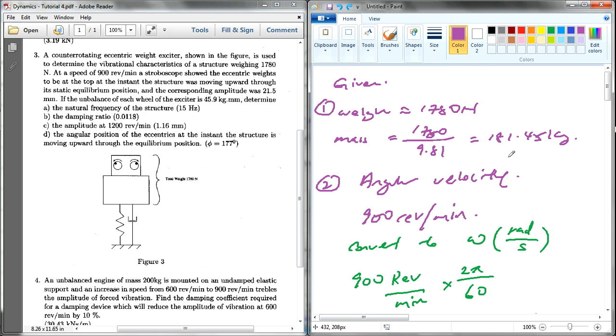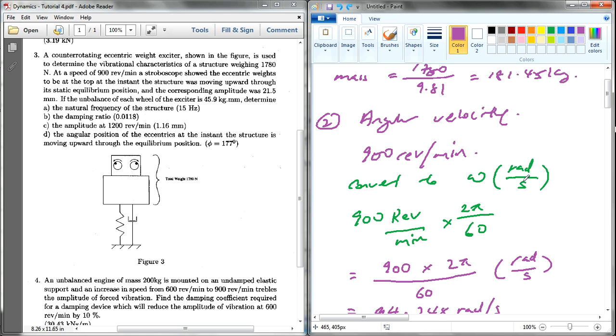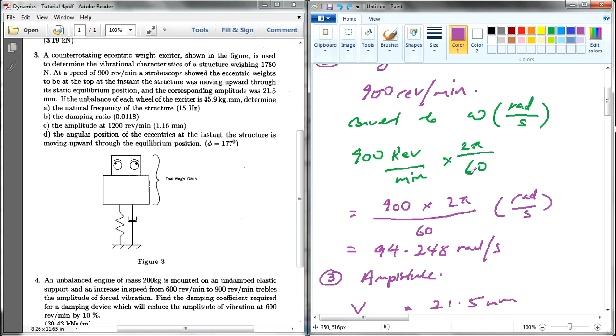So how do you set up an equation? You know the frequency is in radian per second, so therefore you multiply by 2 pi over 60. What does this mean? One revolution is 2 pi, and then 1 minute is 60. So you're just simply changing the units to correspond to radian per second, right? Therefore we multiply 900 times 2 pi over 60, and you have this value over here in radian per second.